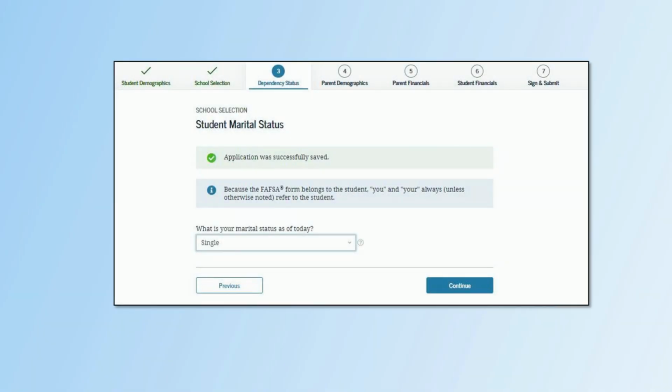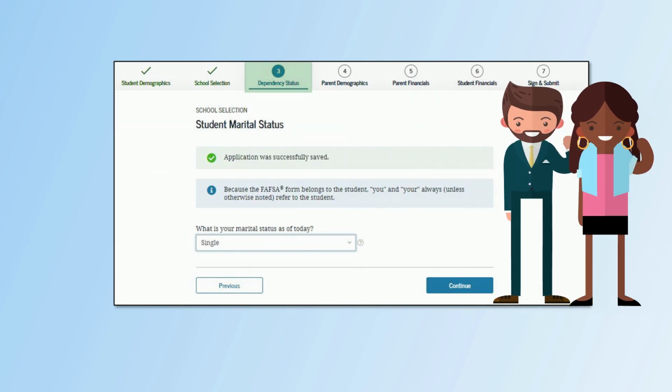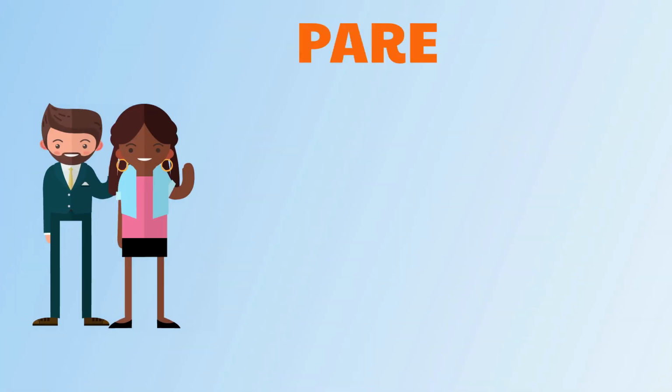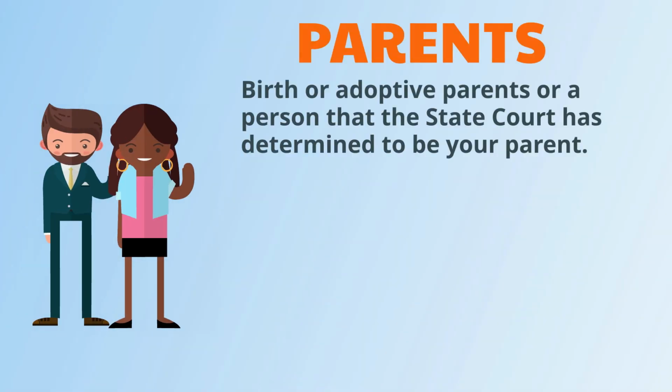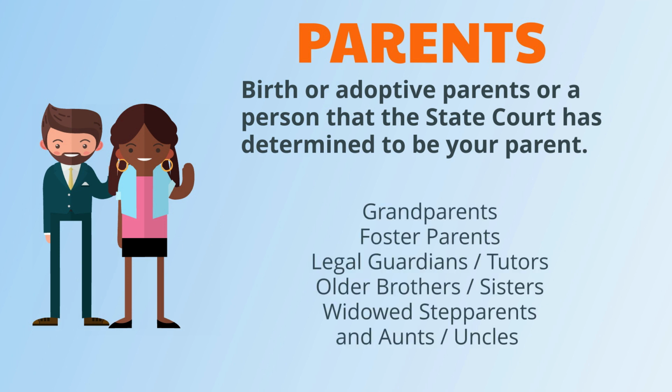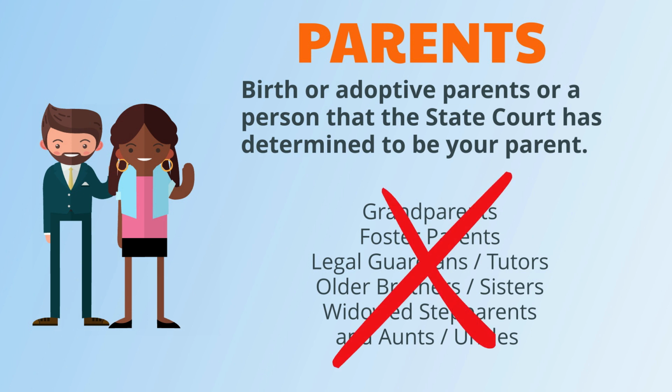The next section is called Dependency Status. This section will determine if you need information from your parents. By the way, for the FAFSA, parents are defined as your birth or adoptive parents or a person that the state court has determined to be your parent. Grandparents, foster parents, legal guardians or tutors, older brothers or sisters, widowed step-parents, and aunts and uncles are not considered parents unless they have legally adopted you. If you live with a legal guardian or tutor because your parent lives in a different city, state, or country, you would still need the information of your birth or adoptive parents, not your guardian.